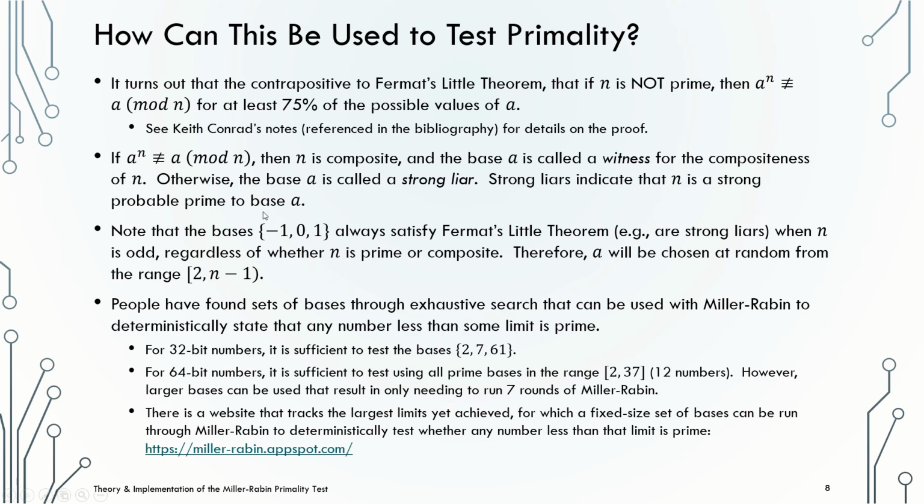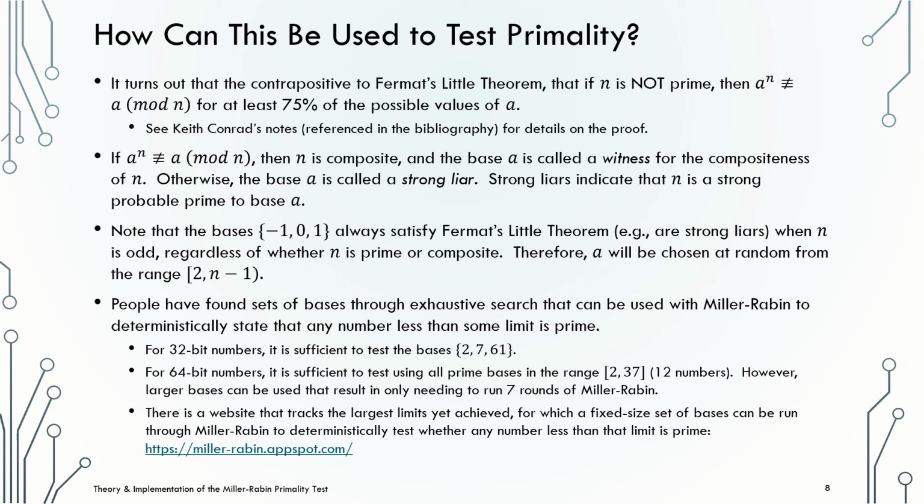So it turns out that the contrapositive of Fermat's little theorem is also typically true. That if n is not prime, then a to the n is typically not congruent to a mod n. And that's true for at least 75% of the possible values of a. Keith Conrad's notes listed in my bibliography have a great proof of this fact, but we're just going to take it as fact and move on.